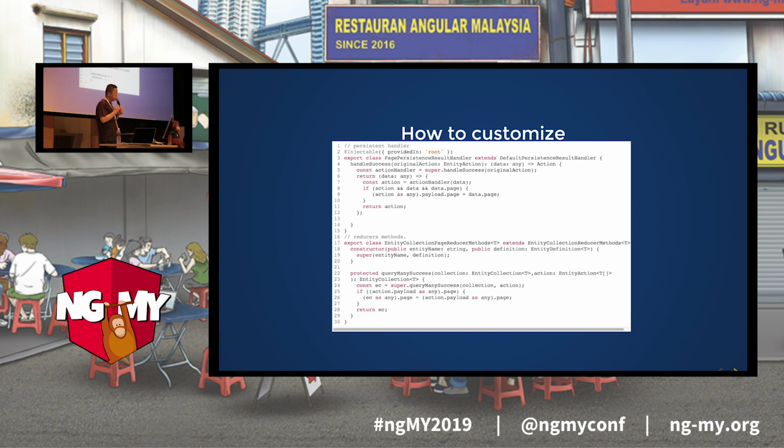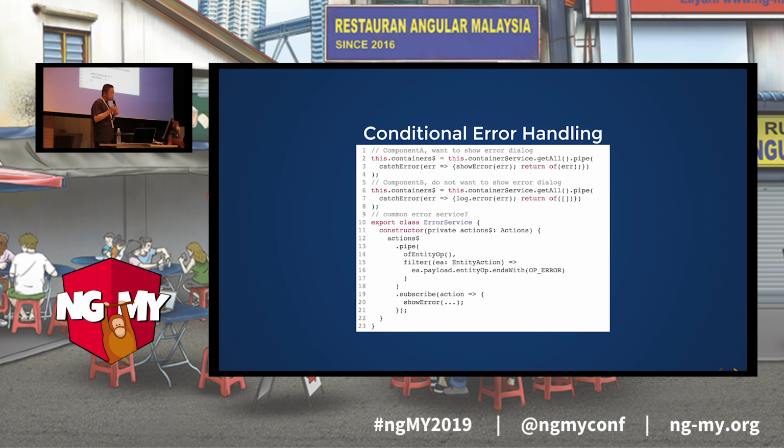For example, the conditional error handling. So imagine you have 2 components, component A and component B, both calling the same service method, for example, the getAll method. Component A wants to show a dialog if some error occurs, but component B doesn't want to show any dialog. And you can implement such error handling behavior by using the catchError RxJS operator in each component themselves. That will work.